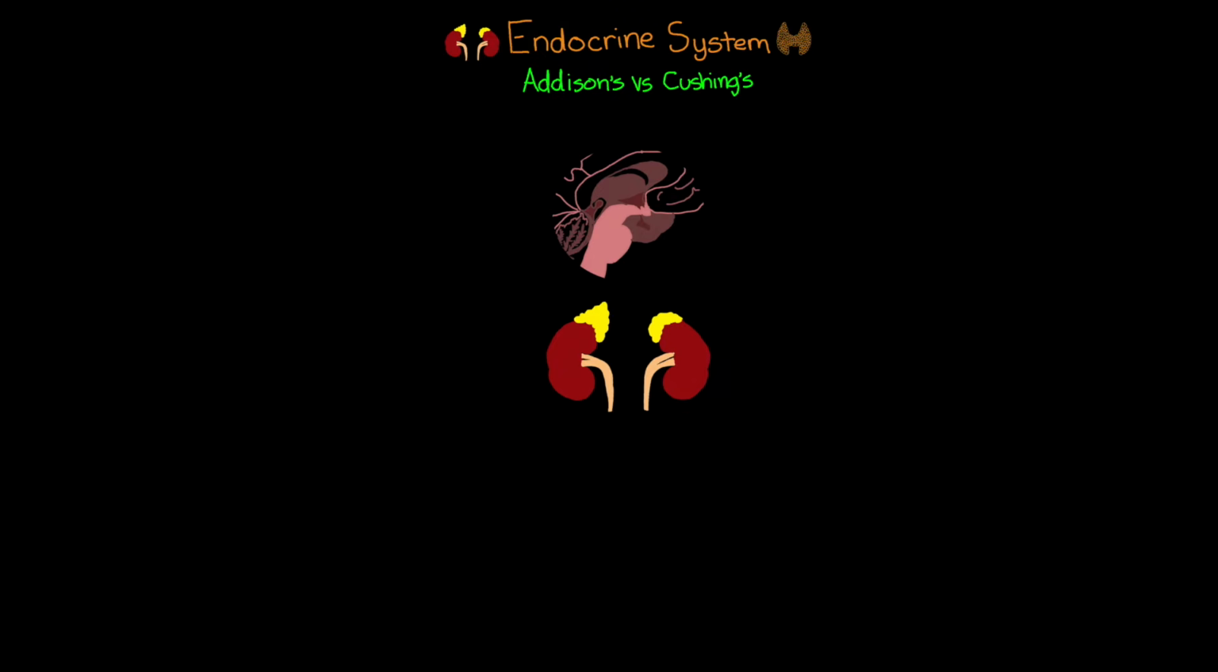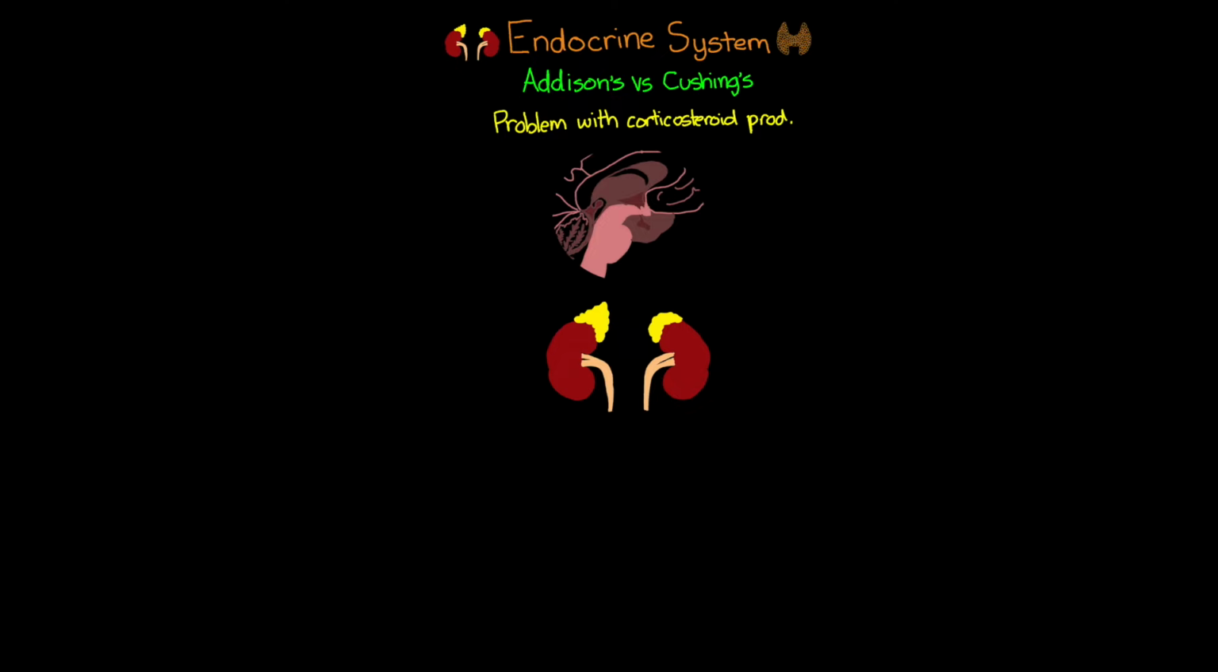Alright, so let's go ahead and begin with this lesson here. Like I said, we're going to be talking about the differences between Addison's disease and Cushing's syndrome. Both of these disease processes are very different from one another, but they're also very similar in the fact that they both are dealing with a problem with our corticosteroid production.